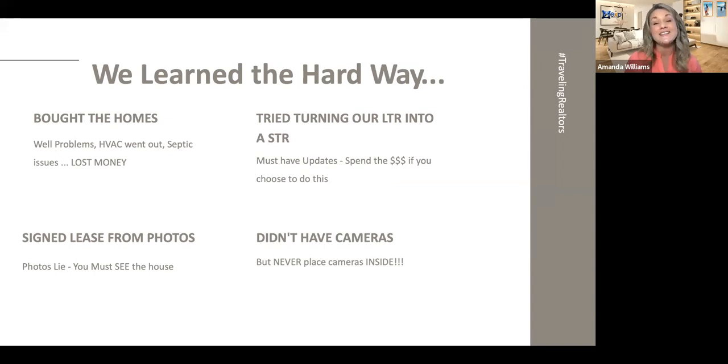And last but not least, we didn't have cameras when we first started. You got to have cameras. We do Ring doorbells. And we also do the Arlo cameras, which are like the little white cameras, and we put them facing out onto the driveway so we can see who's coming into the house. And then we also have cameras on the back door facing out, like over the deck. You can never have a camera facing in. You can't have it where if someone opened the door, that camera can see inside the property. You will get kicked out of Airbnb in a hot minute if you do that. So don't learn the hard way and do that.